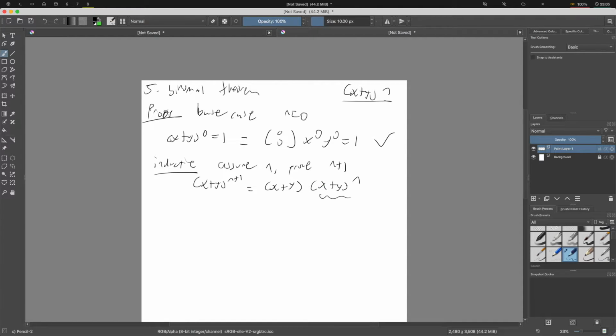We can use our inductive hypothesis on this part, and then just add on this. So one way to look at it is that we pick some term x to the k, y to the n plus 1 minus k, right? This is because the powers of these need to add up to n plus 1. So we look at this term, and we want to find the coefficient of this.